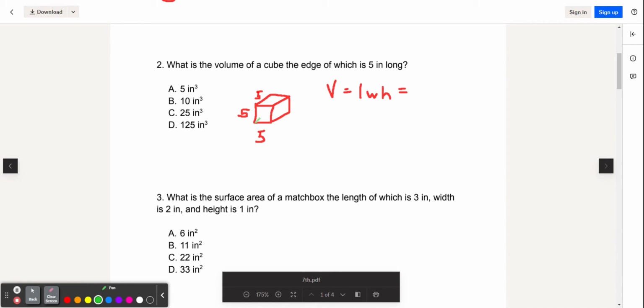I can mark that for you right now, where green is the length, blue is the width, and finally red will be our height. These are all 5, which means that volume is equal to 5 times 5 times 5, or 5 cubed. 5 cubed is 125, and volume is in cubic units, in this case inches. This answer is D.